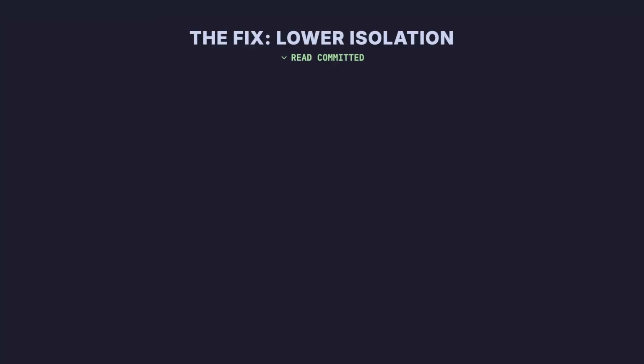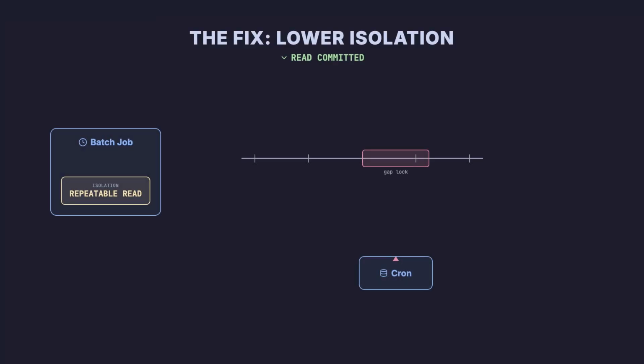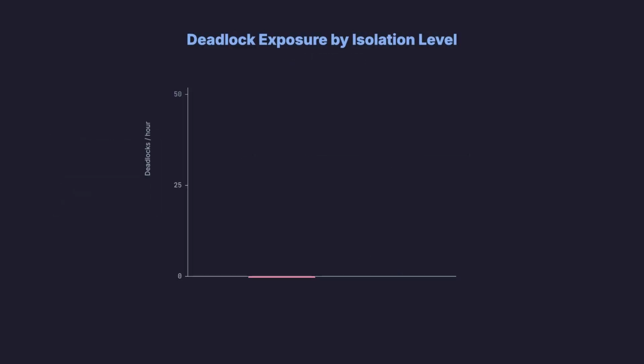We lowered isolation for the batch job to read committed. Immediately, gap locks disappeared for that session. The consistent reads inside the batch were still fine. The logic didn't require repeatable reads, and the cron could insert without ever hitting a gap lock. Deadlocks vanished. The lesson is counterintuitive.